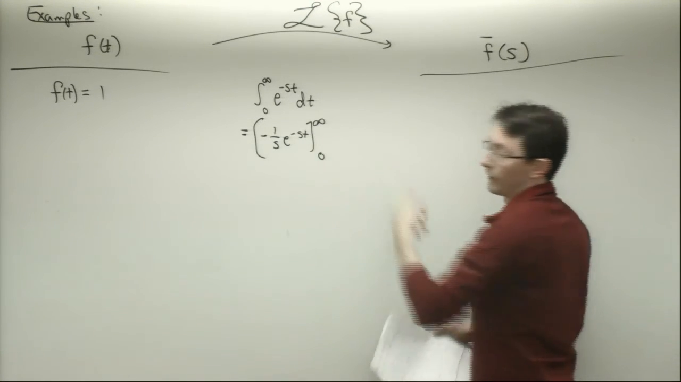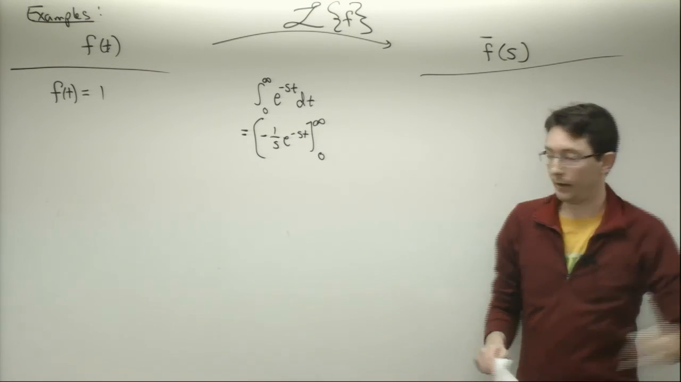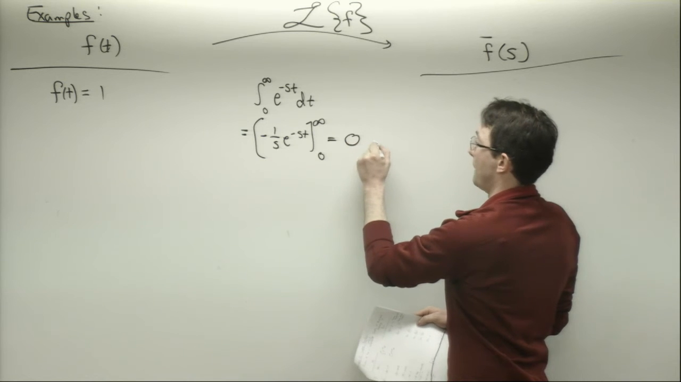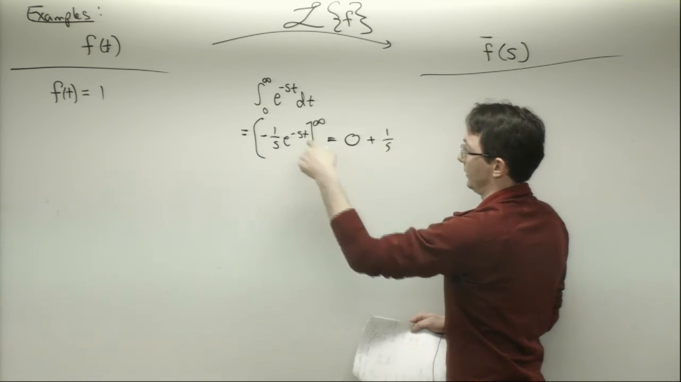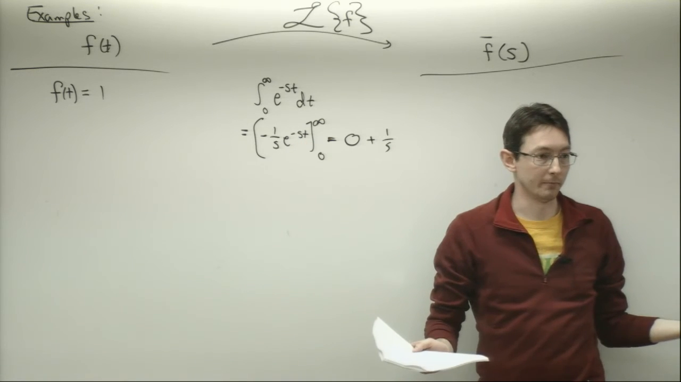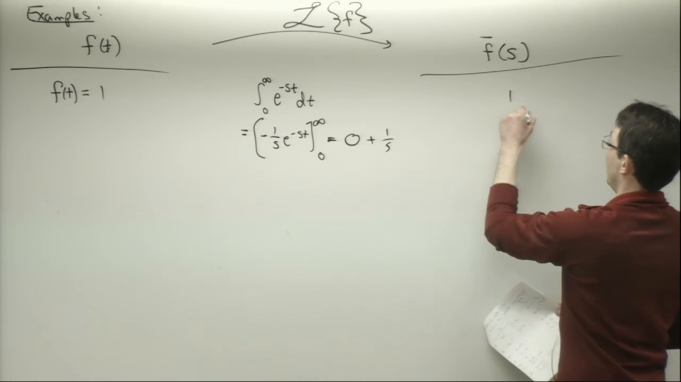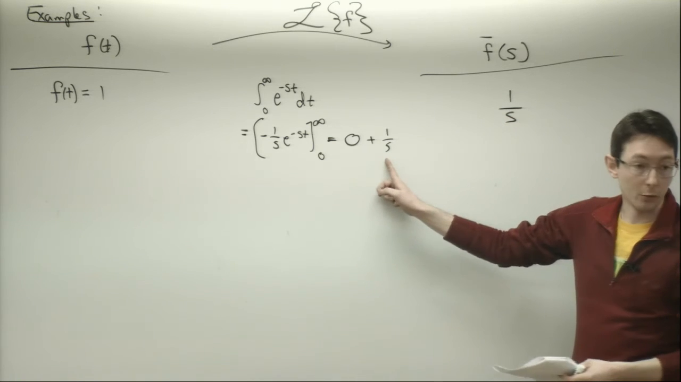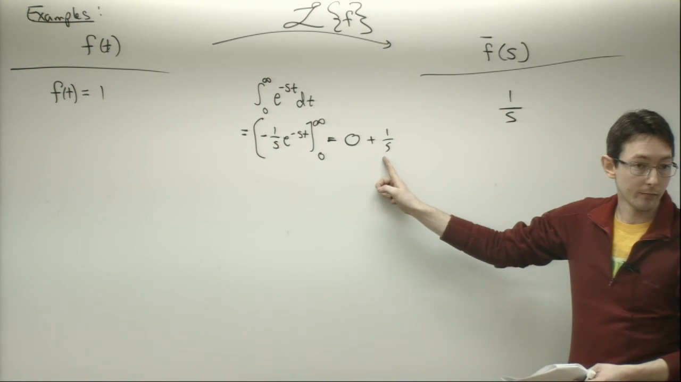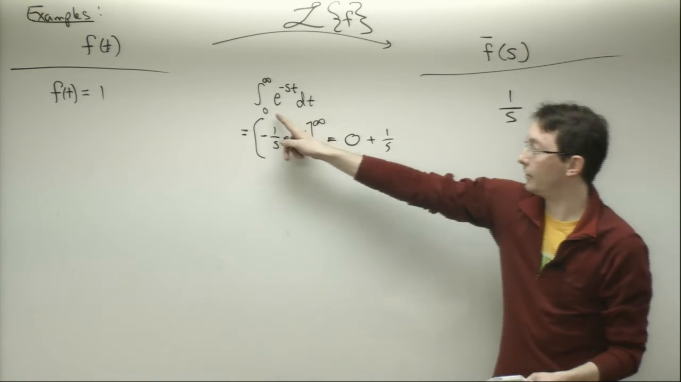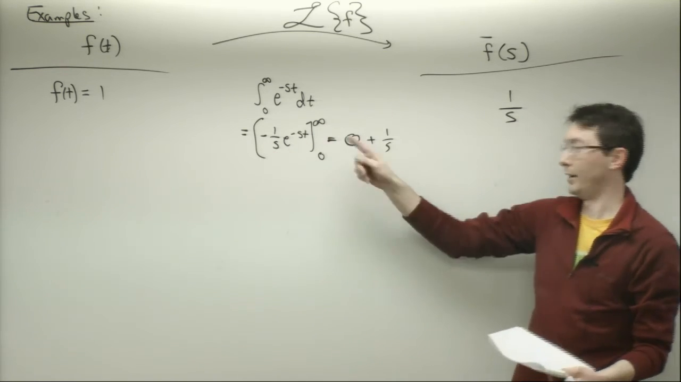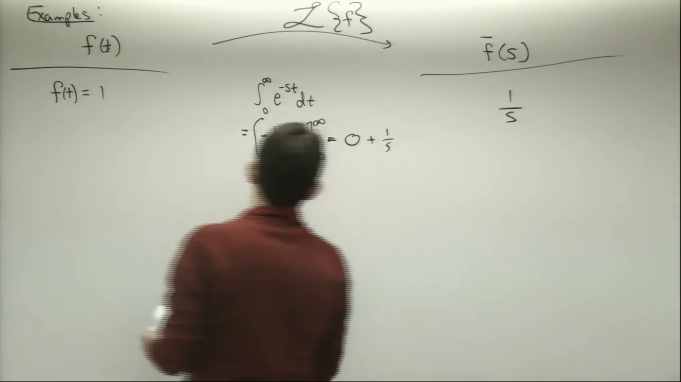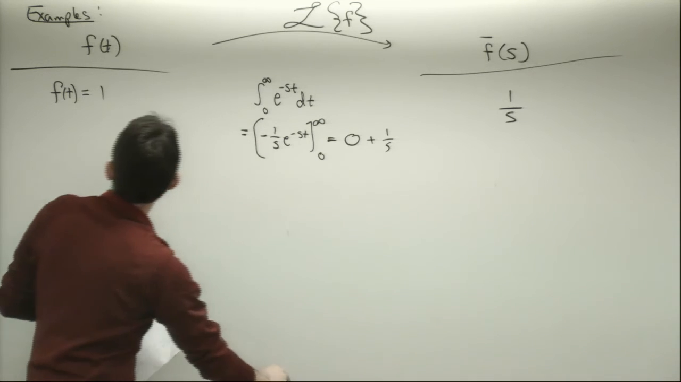So e to the minus infinity, 0, right? So this equals 0 minus, so minus minus is plus, 1 over s e to the 0, and e to the 0 is 1. So this is 1 over s, just positive 1 over s. Everyone follow that? I integrated this, but since it's a definite integral, I actually have to plug in my values, and so that's where the minus becomes a plus. Okay, good.